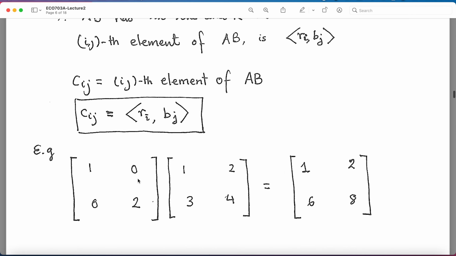For example, here I take these two square matrices and I want to get the entry in C which is in the second row but first column. So I want to talk about C21. I have to take the second row of A and an inner product with the first column of B, that is 0 into 1 plus 2 into 3, which is 6. Similarly, you can fill up all of these.